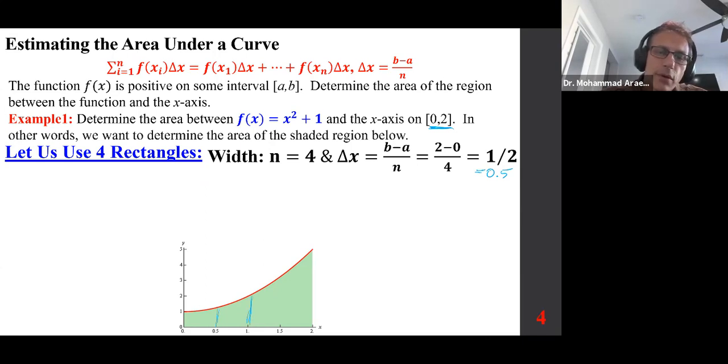So 4 subintervals, as you can see. What is the width? The width is fixed at 0.5. Delta x equals (b minus a) over n. More specifically, (2 minus 0) over 4, which is 1/2 or 0.5.